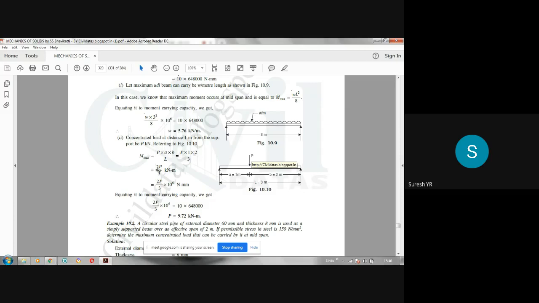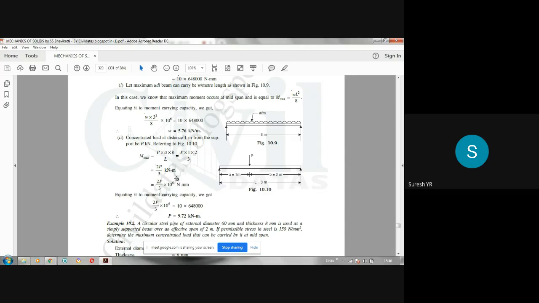So it becomes 2P by 3. Here P is in kilonewton, A and B are in meters, divided by L. So if I take P in kilonewton, this is the answer in kilonewton meter. If you convert that into Newton millimeter, we have to multiply by 10 power 6. So let us assume P in kilonewton, and convert that to Newton mm by multiplying by 10 power 6.